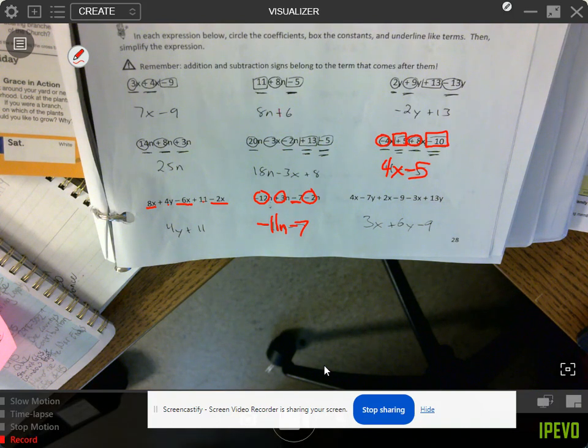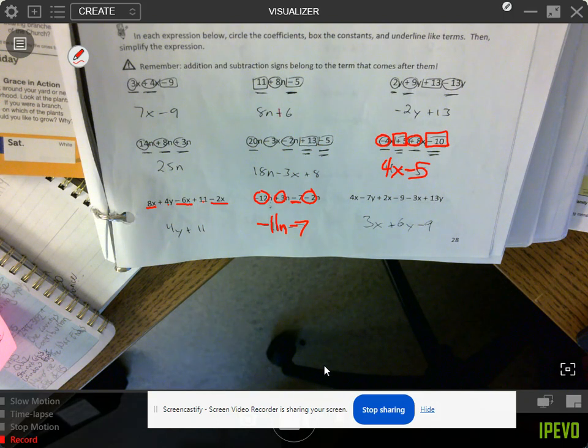Give me a thumbs up if you got a negative 11n minus 7. Thumbs down if you did not. So, anybody willing to share where we went wrong? Because some of us have thumbs down. Was it paying attention to the negative minus signs? Or were we combining the wrong terms? Asher, can you share where you went wrong?